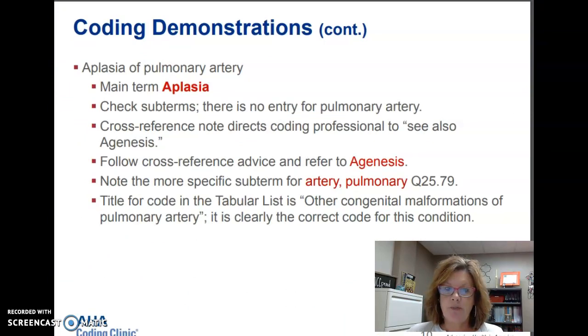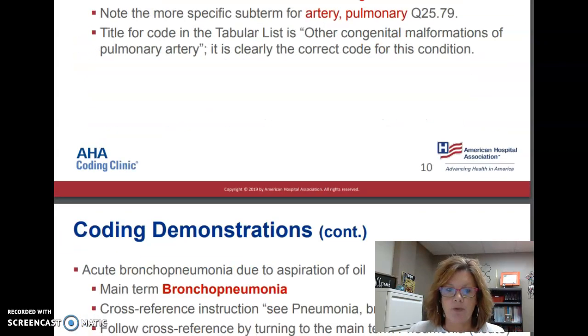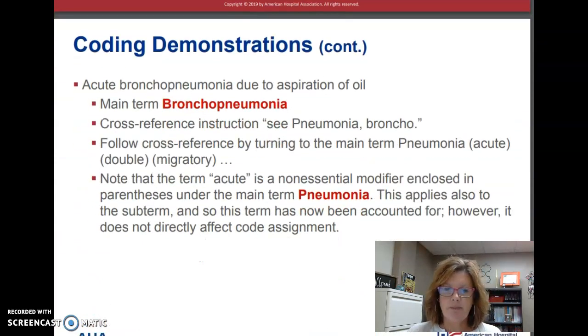Okay. So we have aplasia of the pulmonary artery. Again, we look under aplasia. Check subterms. There's no entry for pulmonary artery, so what do we do? It tells us to see also agenesis, so we look under that. And note that more specific term, it goes down to artery, pulmonary, and that is how I come up with my code. One thing to remember, you just go where the book tells you to go, okay? Sometimes it says see condition, then maybe you don't have the right term. So here we have bronchopneumonia. Cross-reference instruction says see pneumonia, broncho. So again, I go where the book tells me to go, just so I can get that code.